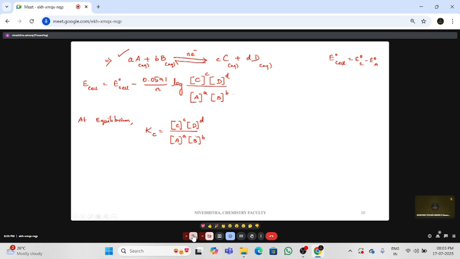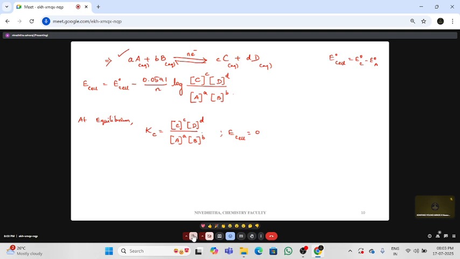Also, last class we discussed that if the system is at equilibrium, then the value of E cell will be 0. E naught cell will never be 0. When the reaction is at equilibrium, E cell will be 0. So if the system is at equilibrium, we have E cell value as 0 and we have Kc.